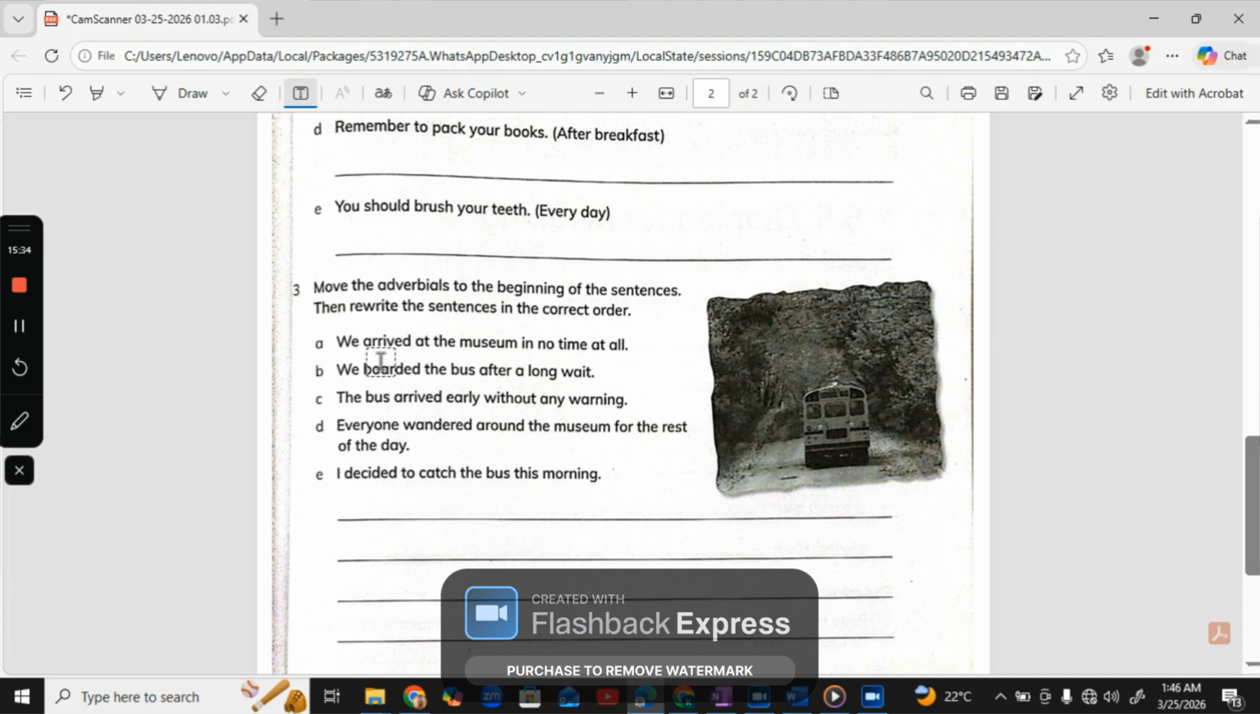These are the sentences that have been given to you. You have to point out the adverbials, that is, where the adverbials are, and you have to move them to the start of the sentence afterwards. For example, I'll be doing one for you. We arrived at the museum in no time at all. So I'll be pointing out where the adverbial is right now. All right, so I guess in no time at all is the adverbial.